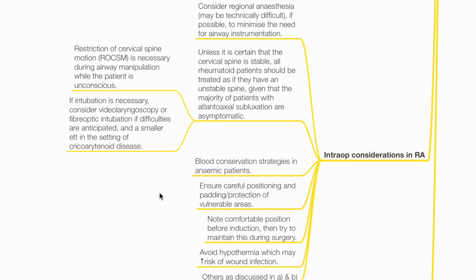If intubation is necessary, consider video laryngoscopy or fiber optic intubation if difficulties are anticipated, and a smaller ETT in the setting of cricoarytenoid disease. Blood conservation techniques in anemic patients. Ensure careful positioning, padding and protection of vulnerable areas. Note comfortable position before induction and try to maintain this during surgery. Avoid hypothermia, which increases risk of wound infection.